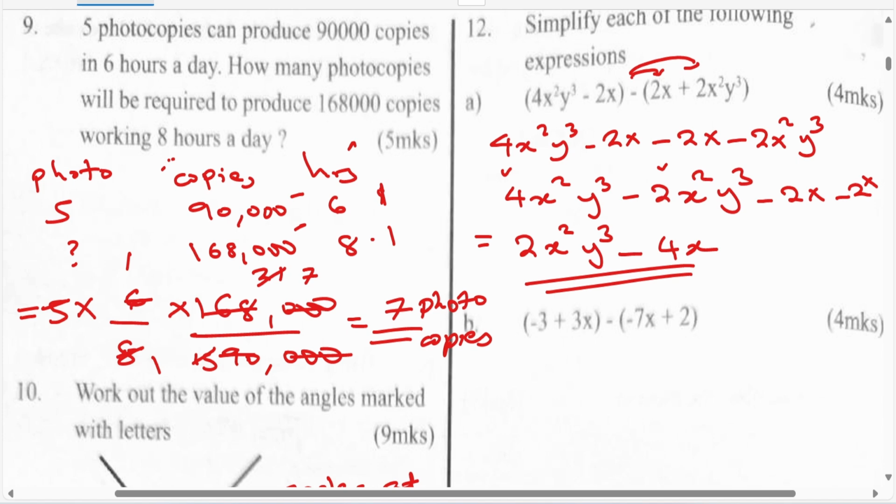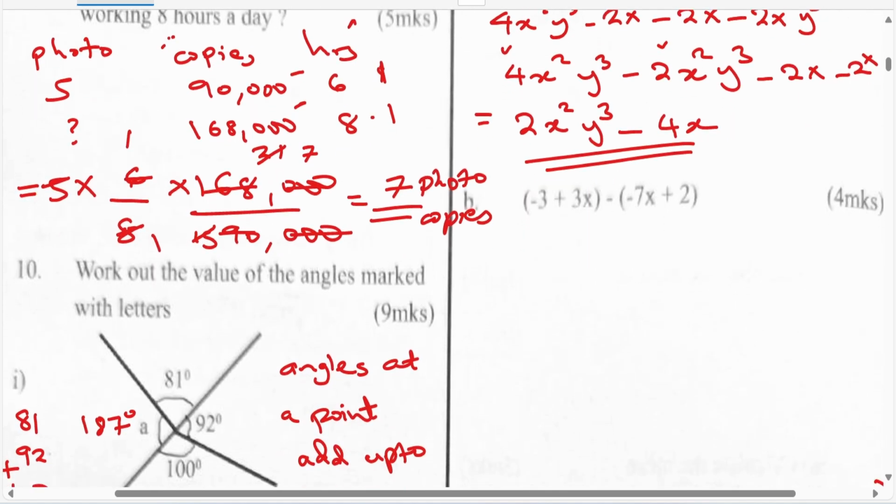No, this is a like term to this. So when you're subtracting, you're just subtracting the coefficients. So utachukua 2, 4 minus 2, but the letters will just remain the same. So the other one also the same thing.